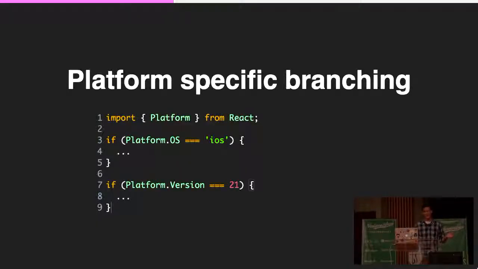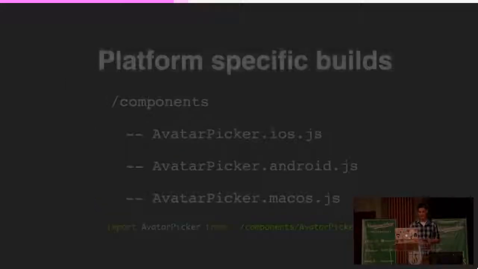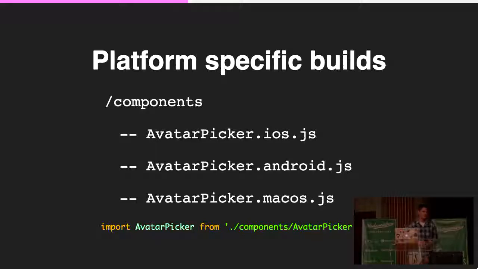So one of the things you're probably going to want to do when you're writing your code is do different things on different platforms. You might want to do one thing on iOS and one thing on Android. So you can actually introspect your system at runtime, which is what this code is doing. It's checking to see if you're on iOS and checking to see if you're a particular version. But that's not a very powerful paradigm. Actually, a more powerful paradigm is to be able to do platform-specific builds.